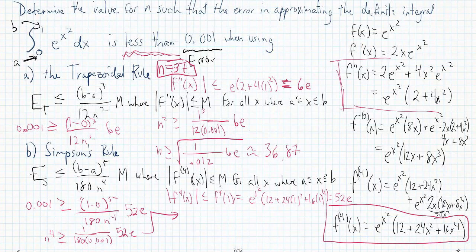So now, what do we get? We get the fourth root of both sides, so you get n is greater than or equal to the fourth root of 1 over 0.18 times 52e, which is approximately, let's figure out what that is.